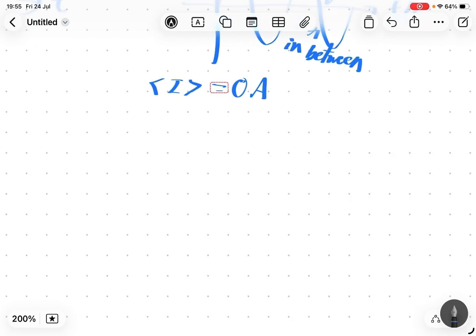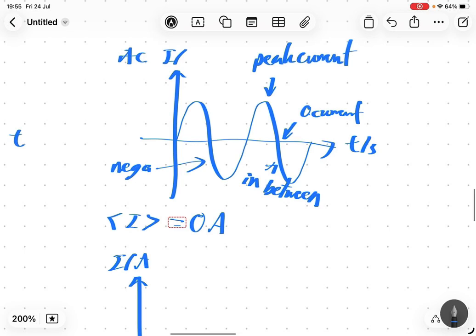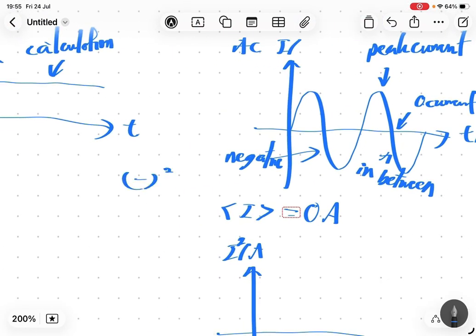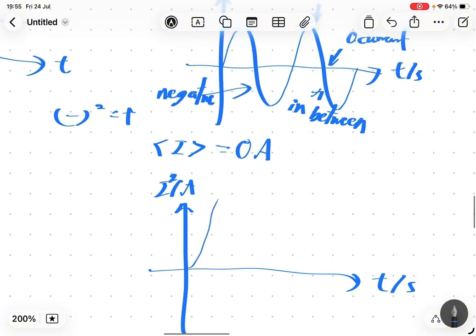Okay. So first of all, we need to tackle the negative current. Okay, how do we do that? We square it. Okay, squaring it means negative squared becomes positive. So we'll get something like this. It'll be a higher sine graph.